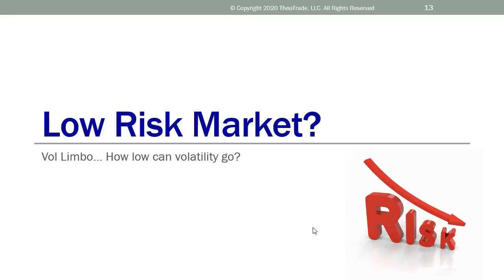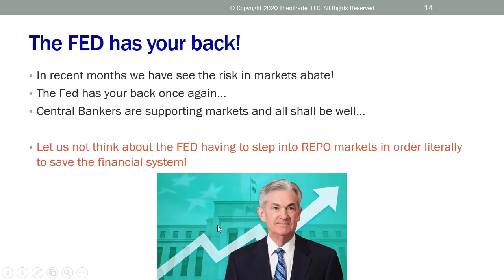Low risk market. No, I asked that as a question. Would you consider this a low risk market? I call this volatility limbo, vol limbo. How low can volatility go? So the Fed has got your back. Yeah, there he is. Okay, the man himself.